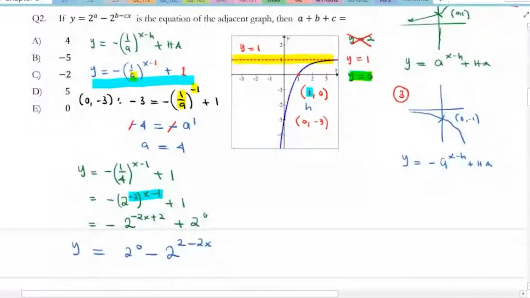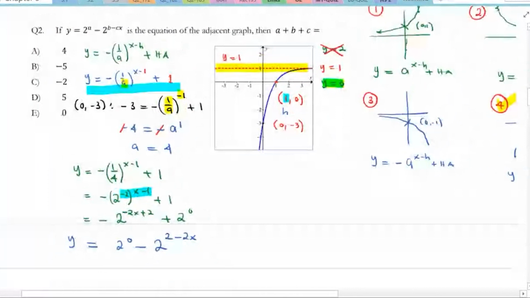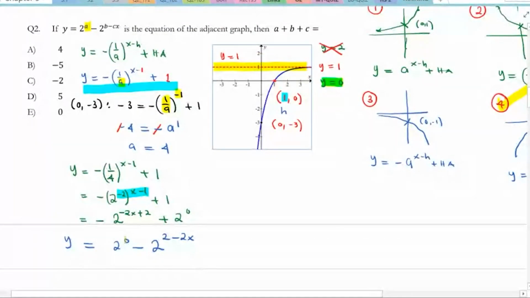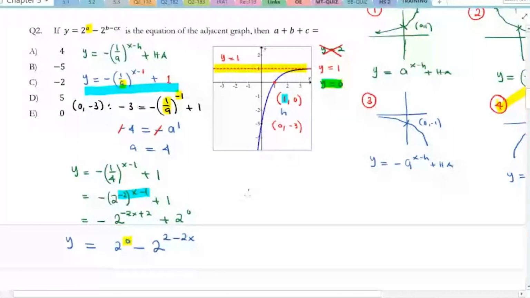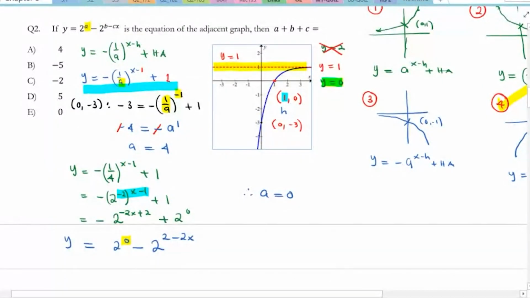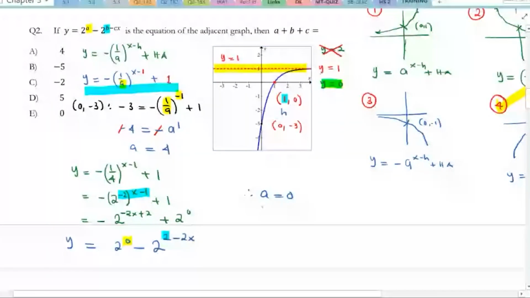Now let us compare this one with our equation. We have a, so a will be equal to 0. Then we also have b. b shall be equal to 2.